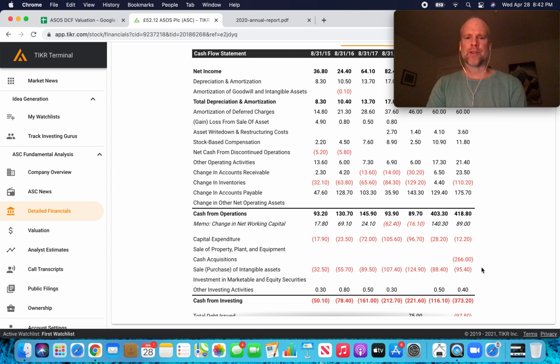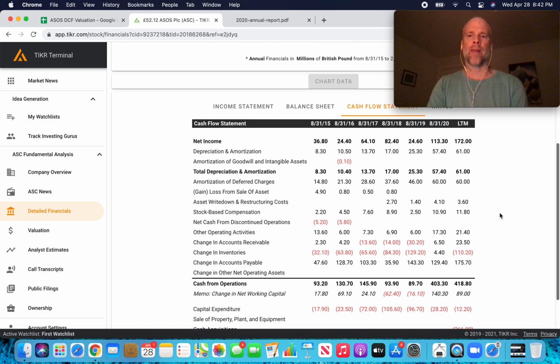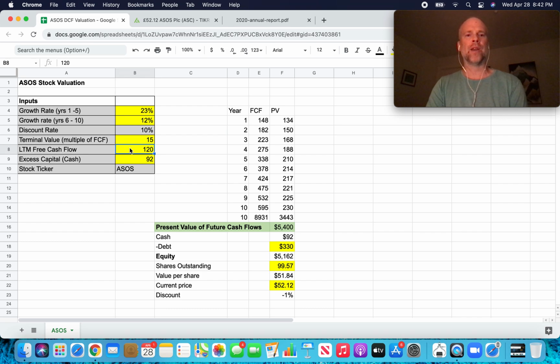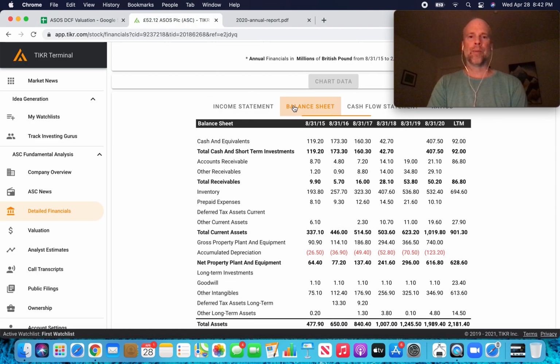So we're just going to consider purchase of intangible assets and CapEx from the last 12 months. That's going to give us our last 12 months free cash flow of 120 million British pounds. Excess capital or cash on the balance sheet: we simply go into the balance sheet, last 12 months, 92 million.